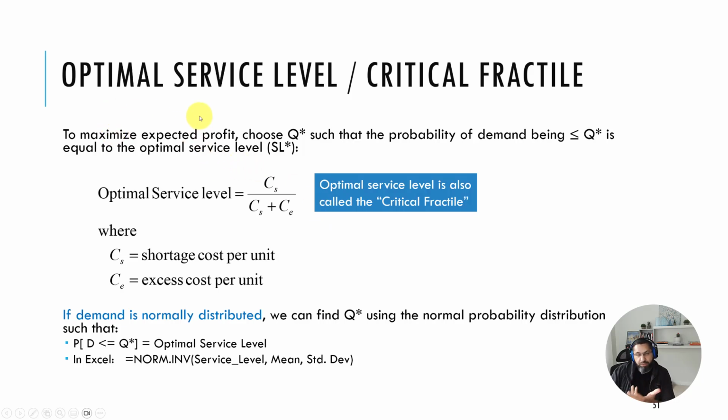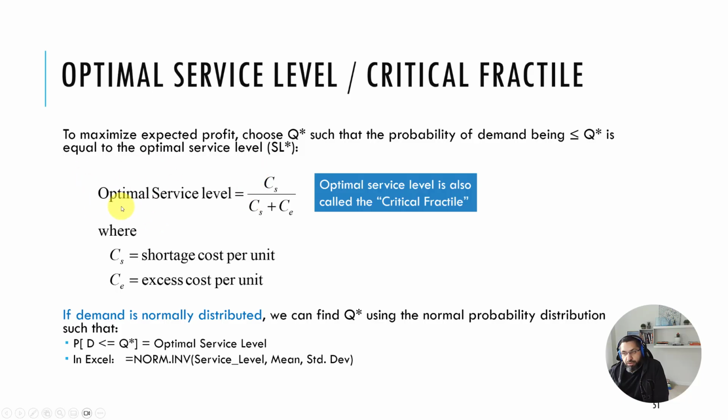Now, through some mathematical analysis, we figured out that our profit is maximized if we pick our order quantity Q star such that the probability that demand is less than or equal to Q star is equal to the optimal service level, which is given by the equation on the slide. The optimal service level is also called the critical fractile. So this is basically like a CSL value for the one period decision. It's like a CSL value because it captures the same idea that this is the probability that inventory will be enough. Demand will be less than or equal to the inventory value Q star. So we first calculate this probability and then we get to Q star.